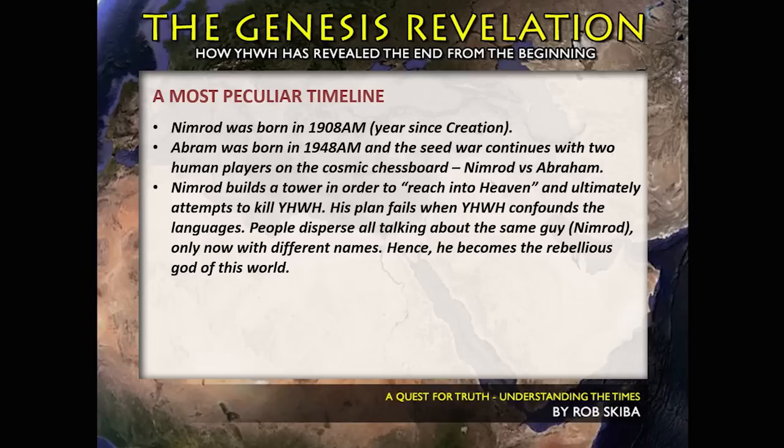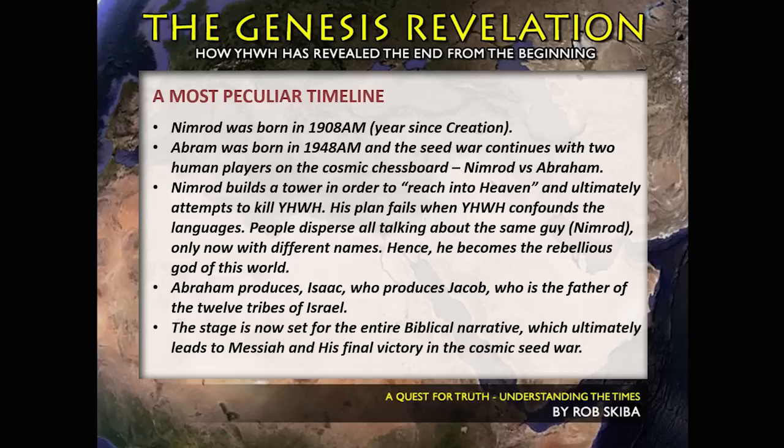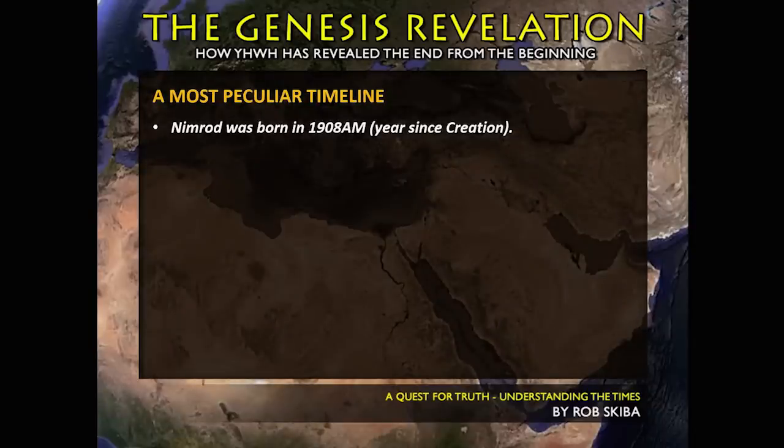People disperse, all talking about the same guy, Nimrod, only now with different names. Hence, he becomes the rebellious god of this world. Abraham produces Isaac, who produces Jacob, who is the father of the 12 tribes of Israel. The stage is now set for the entire biblical narrative, which ultimately leads to Messiah and his final victory in the cosmic seed war.